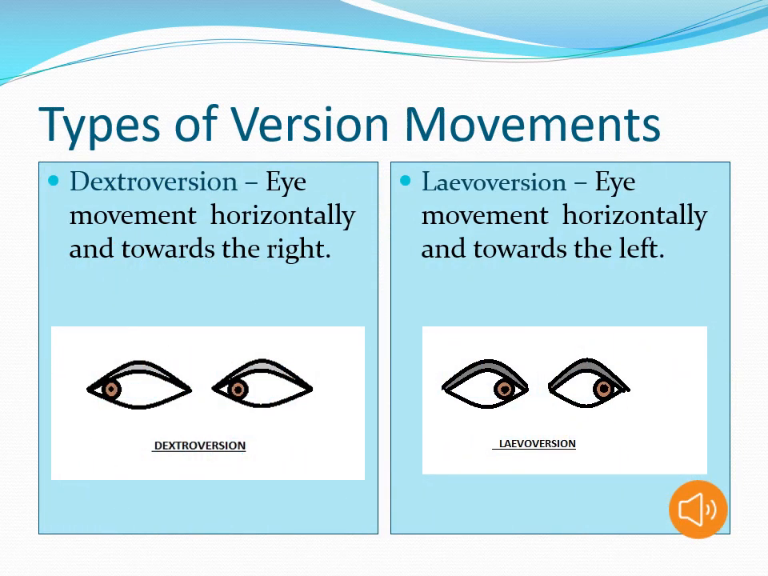Dextroversion. Like I said, dextro means right. So it's the eye movement horizontally and towards the right. For your reference, you can see the images that I've provided below. Similarly, levoversion is eye movement horizontally and towards the left. I think this is very easy to remember.